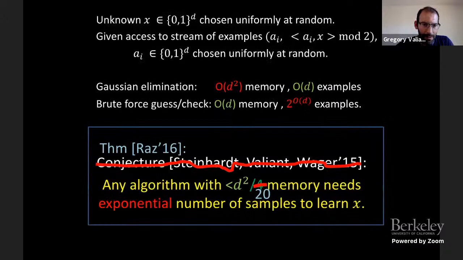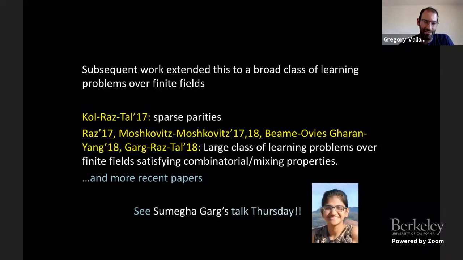I'll say a couple of words about the intuition for why this is true and about how to think about this sort of thing. But first I should say that there's been quite a lot of subsequent work extending this sort of result to a broader class of learning problems over finite fields. And at this point, I guess we have three fairly distinct types of proof for this sort of result.